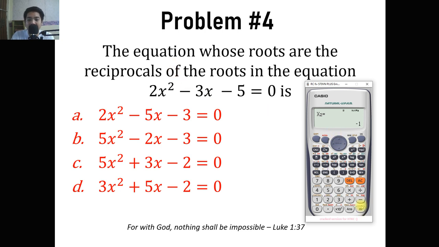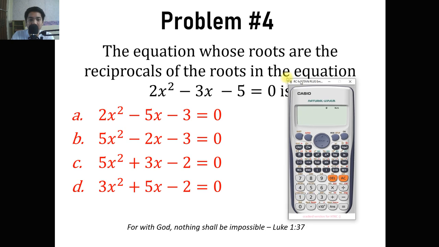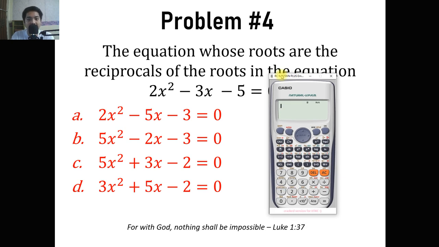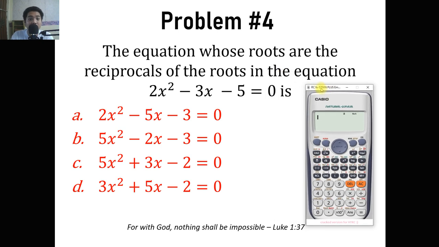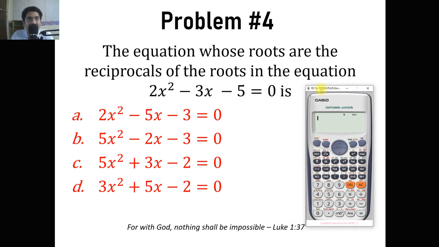So we have 5 halves and negative 1. So we have 5 halves, negative 1. So that means the roots that we are going to find are 2/5 and negative 1, since the reciprocal of 5/2 is 2/5 and the reciprocal of negative 1 is still negative 1. So we have 2/5 and negative 1. So we're going to go to our choices and substitute 2/5 and negative 1, and if both equal 0, then that is the equation that we are trying to find. That is the equation that has the reciprocal roots of this given equation.